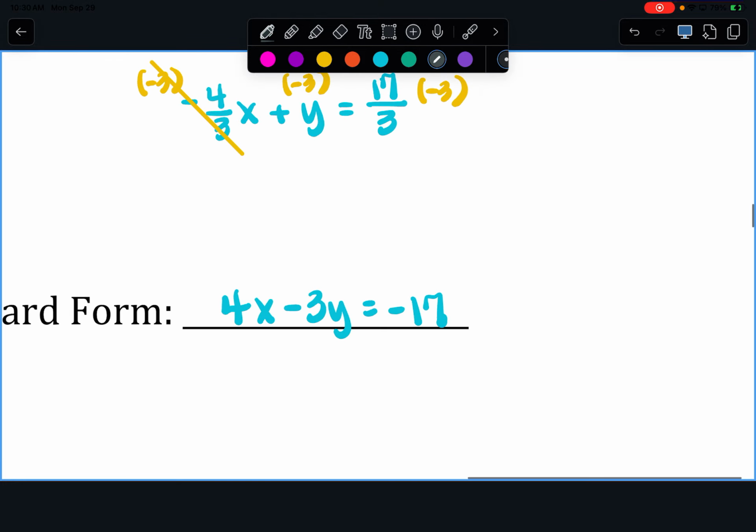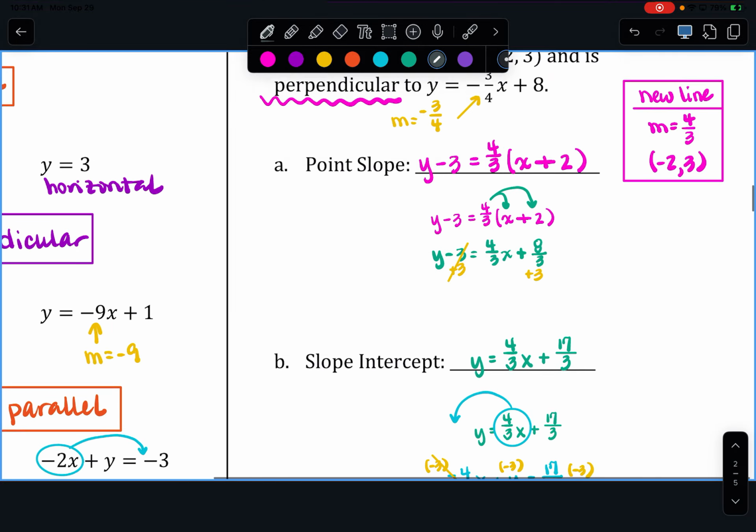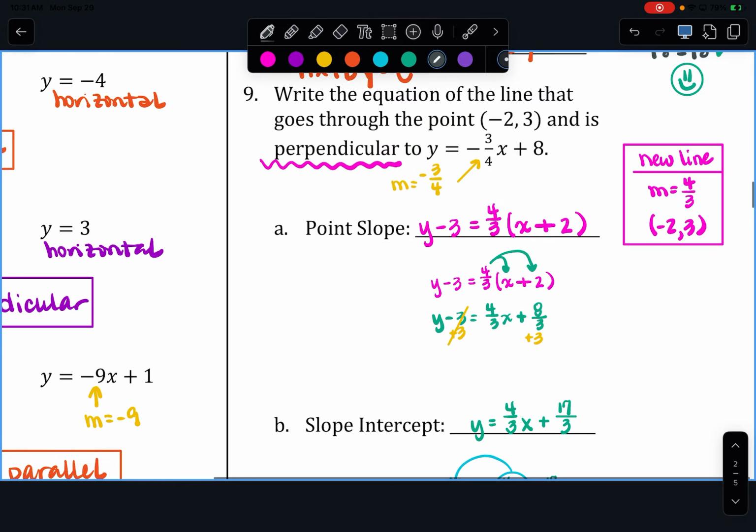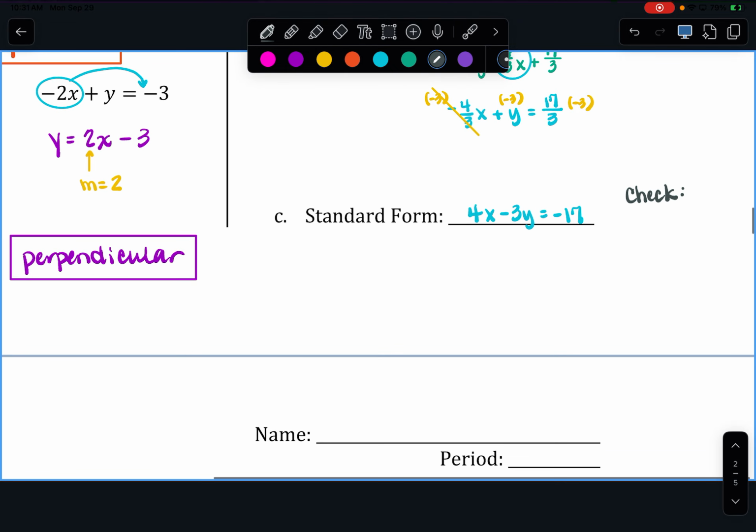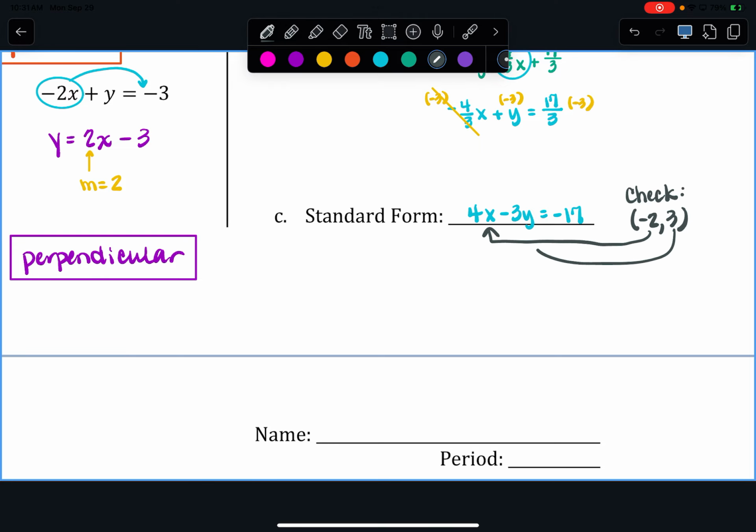Now, you know what I'm going to do next? I'm going to go check that answer because that was a lot of algebra, lots of fractions, right? And I want to make sure I didn't mess any of that up anywhere along the way. Let's see, what was our point? -2, 3. So I'm going to take the point -2, 3. I'm going to plug the -2 in for the x and the 3 in for the y. Okay, so here we go. 4 times -2 minus 3 times 3. And then question mark, does that equal -17?